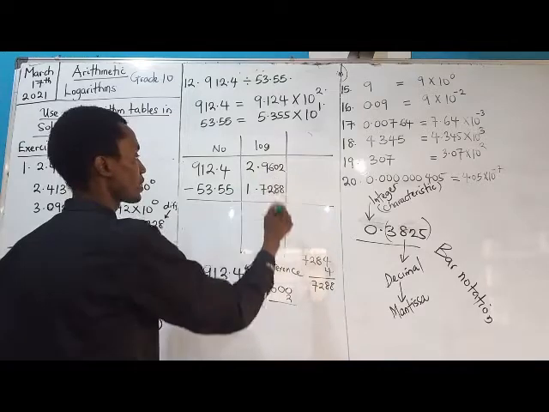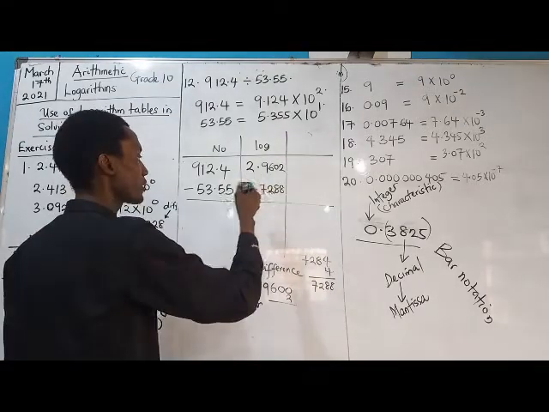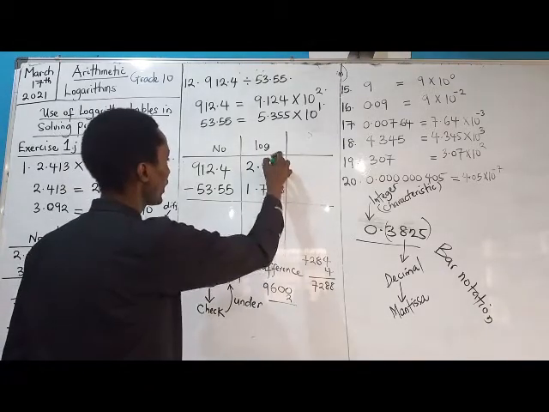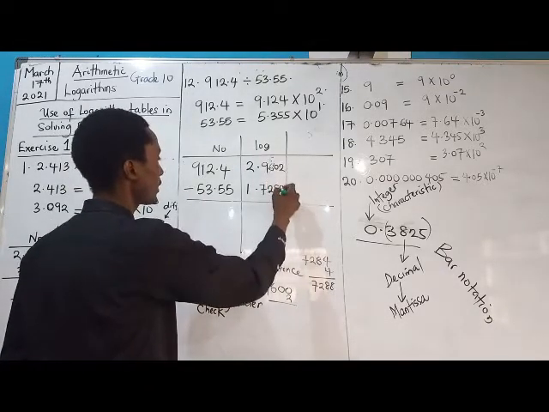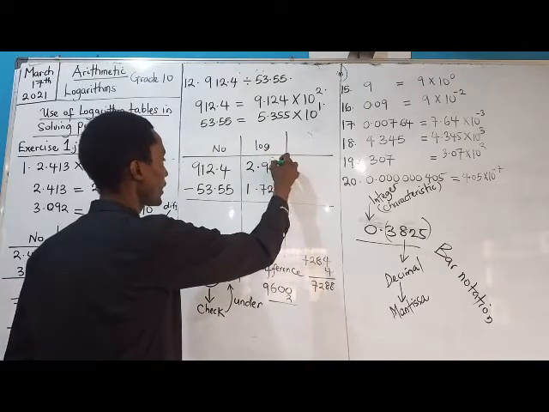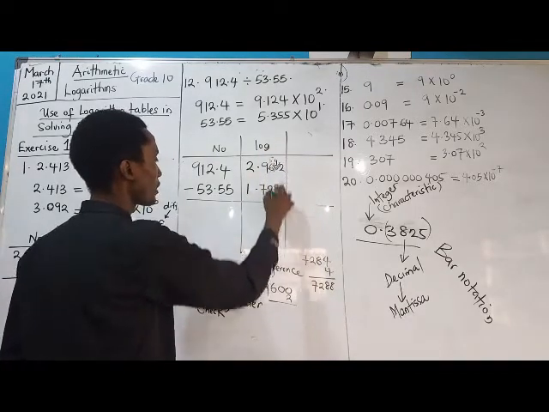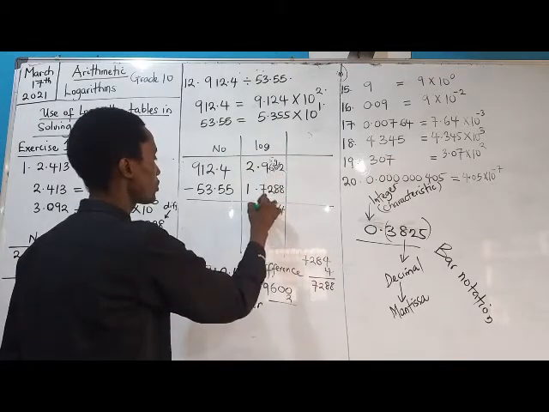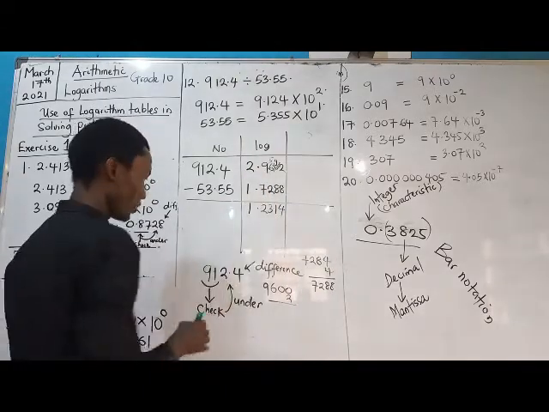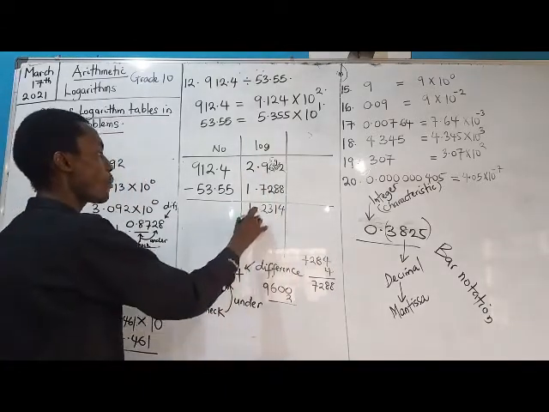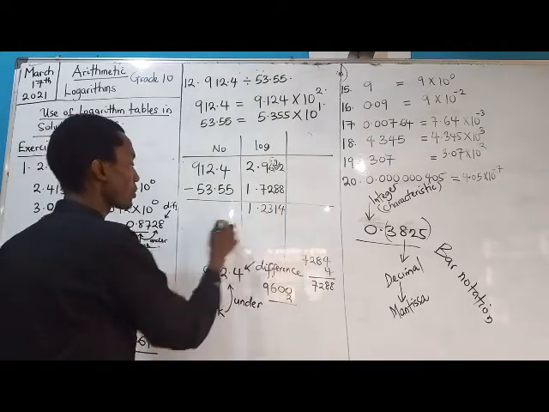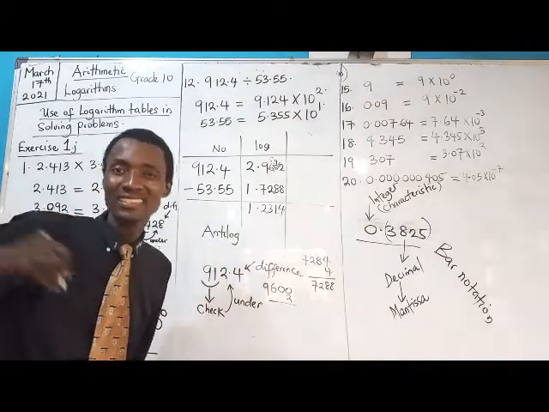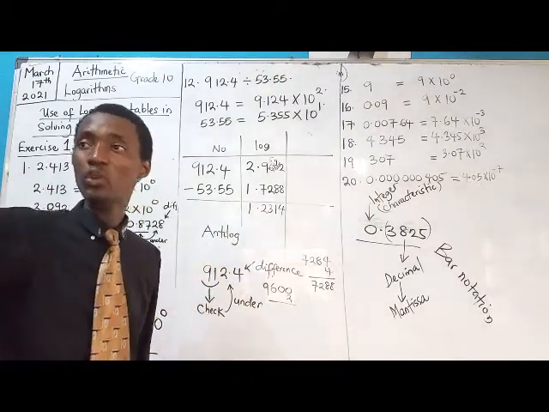2 minus 8, not possible. I can't take from here, so I'll take 1 from here, and this becomes 5, and this makes this 10. And I'll take 1 from here, this becomes 9, and I'll add that here. So this will become 4, and that will be 1, that will be 3, and that will be 2. 2 minus 1 is 1. So we have 1.2314. So we go to our antilog now, which is the number. The antilog is the answer we are looking for.